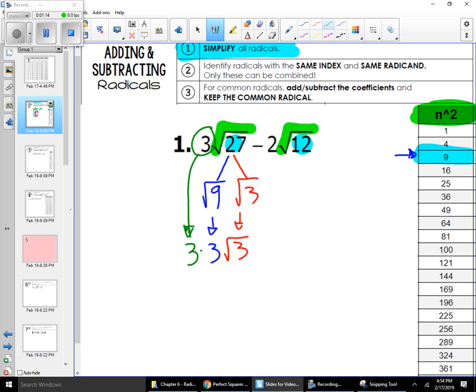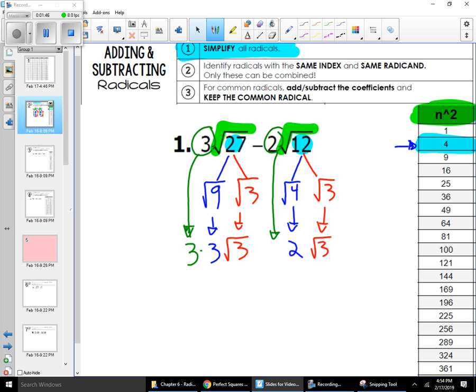Once we jump over to the right term, well, 9 doesn't divide evenly into 12, but 4 does. So we can break 12 into the square root of 4 times the square root of 3. Again, the reason we're picking 4 is because 4 is a perfect square. The 3 is there because 4 times 3 is 12. Square root of 4 is 2. Like before, the root 3 is just tagging along for the ride. And once again, we don't want to lose our coefficient, the 2.